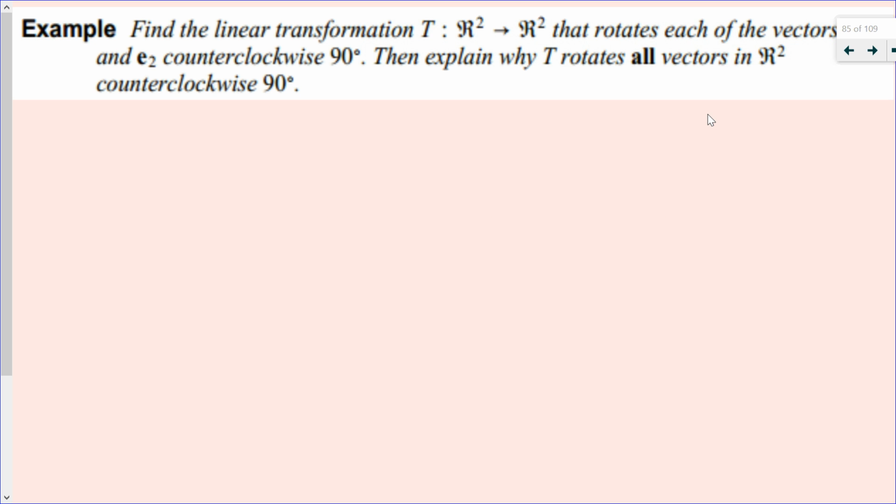All right, so let's do it. Let's find the linear transformation, which transforms within R2, so we're talking just our normal flat two-dimensional plane, that rotates each of the vectors e1 and e2 counterclockwise, so a positive 90 degrees. And then explain why it rotates all vectors in R2 counterclockwise 90 degrees. So the way I'm going to think of this is by drawing a little picture.